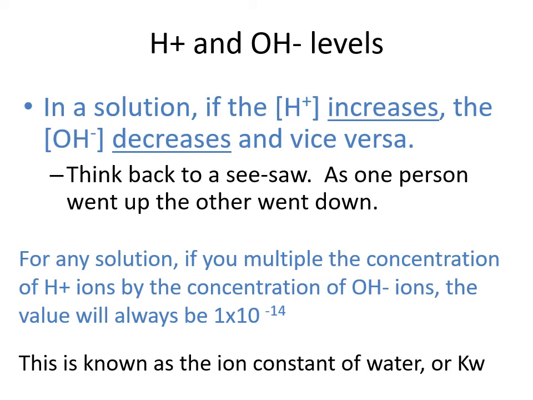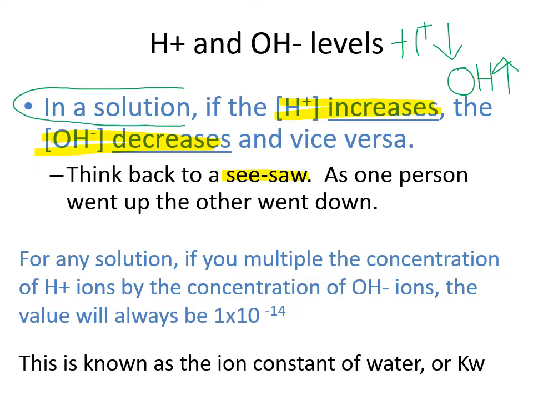In a solution, if hydrogen ion levels increase, OH levels decrease, and vice versa. Think about them like a seesaw. So if H goes down, that means OH is going up, because in a solution, that means it's dissolved in water. There's water, and so the H and OH levels will change.